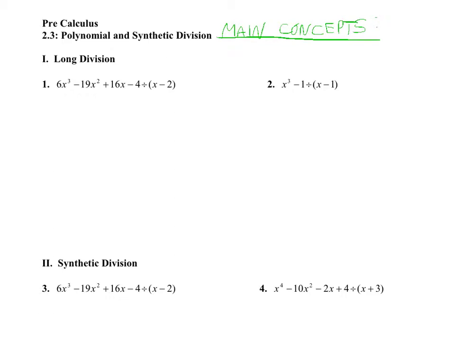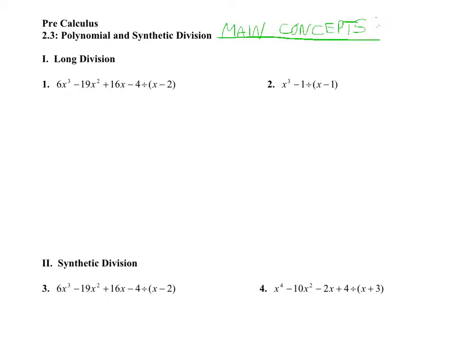All right, welcome to day one of 2.3, polynomial and synthetic division. This is going to be a real short video that we're going to do. Most of 2.2 and really most of all of chapter 2, we're going to talk about finding the zeros of a function. And kind of the thing that goes hand in hand with finding the zeros is factors.